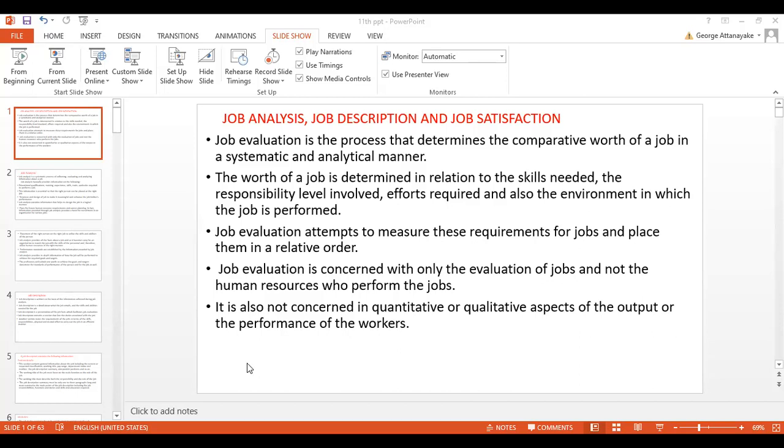So if we consider job analysis, job description, and job satisfaction, they all come under job evaluation. So we have to evaluate a job in a systematic and analytical manner to identify the value of the job. So we can determine the value of the job in relation to the skills needed, the responsibility we bear in the job, the effort we take to achieve the goals of the job, the environment we work in, the job performance, all these come under evaluation, right? So the evaluation is not about the person who does the job, but the job itself. The job is evaluated, right?